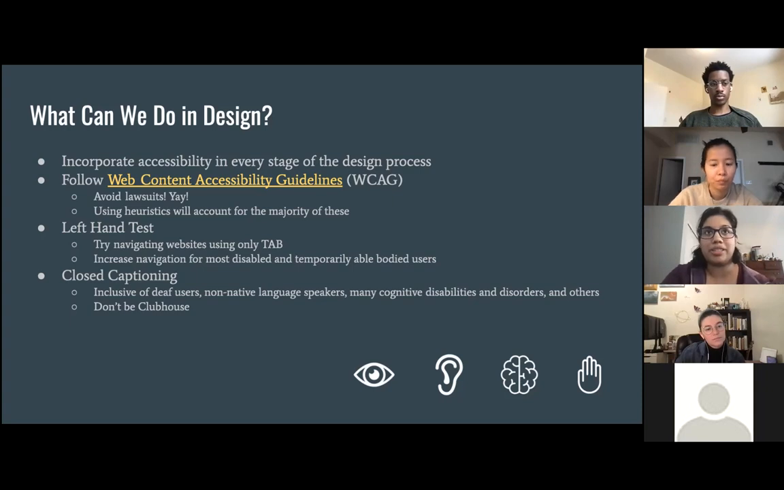Typically the best practice for that is to have it in one consistent part on the screen. There are a lot of fun TikToks where they have the words bouncing all over, and that can actually be very distracting and harder to follow. Don't be Clubhouse. Yes. Don't be Clubhouse.